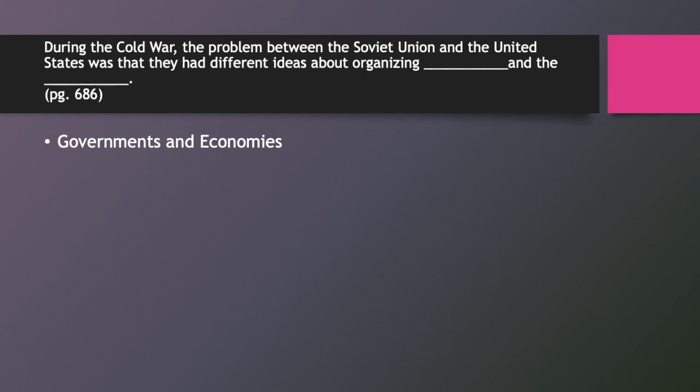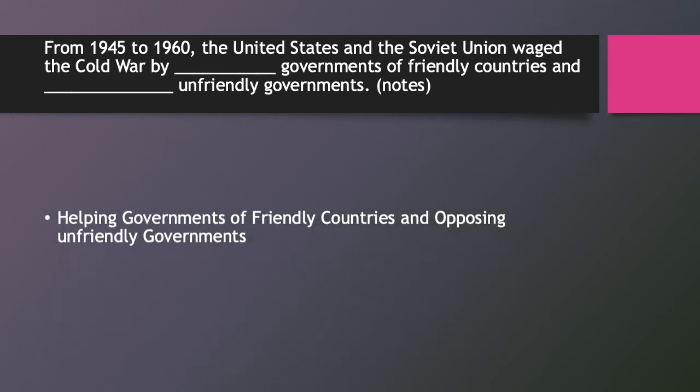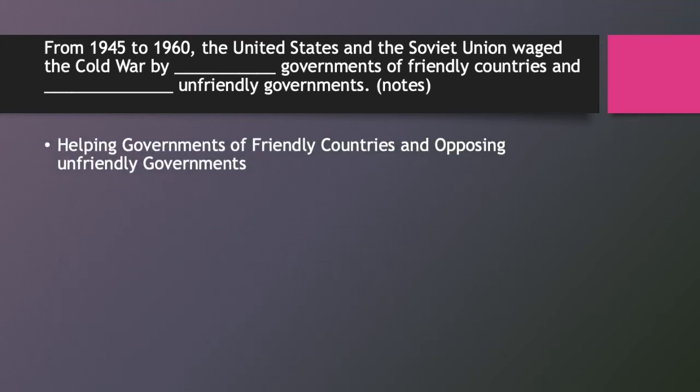All right, so next up, from 1945 to 1960, the United States and the Soviet Union waged the Cold War by helping governments of friendly countries and opposing unfriendly governments. That's what we're looking for. Helping governments of friendly countries and opposing unfriendly governments. So we are going to go ahead and go with that.